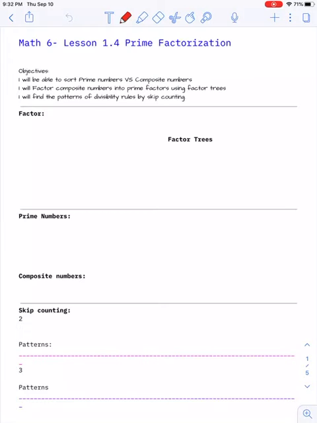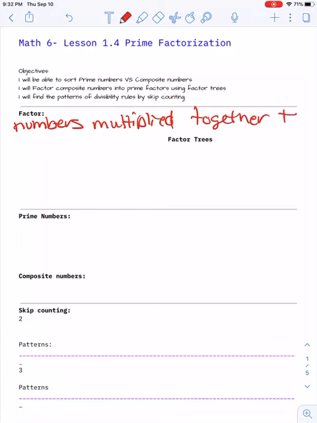So my first thing is I'm going to define a couple of things. I'm going to define what a factor is and what a factor tree is. A factor is when whole numbers other than 0 are multiplied together. Each number is a factor of the product. So whole numbers, or just numbers, multiplied together to get the product.